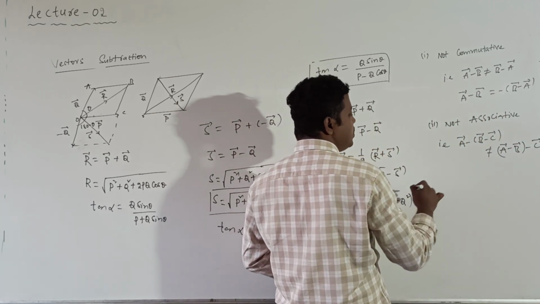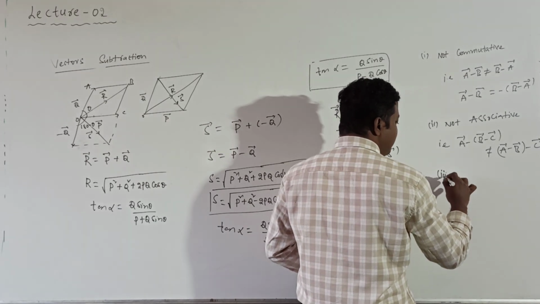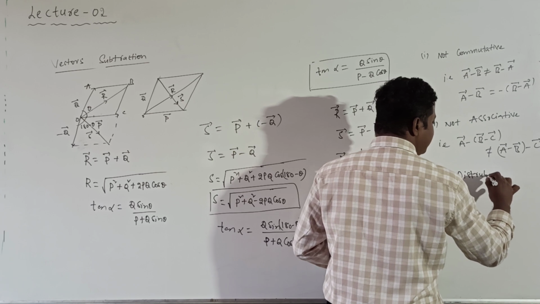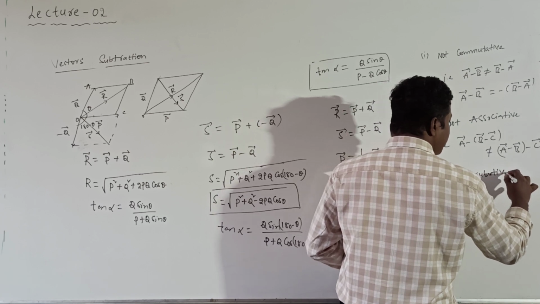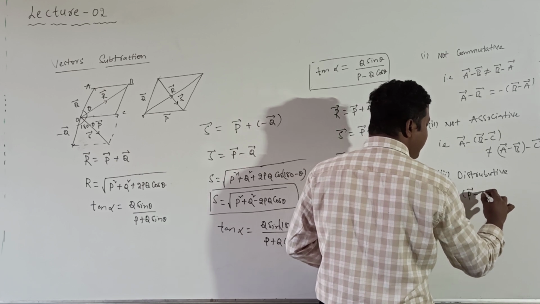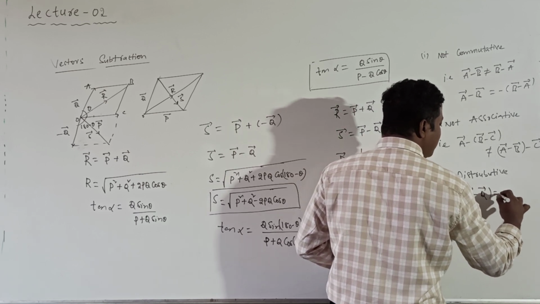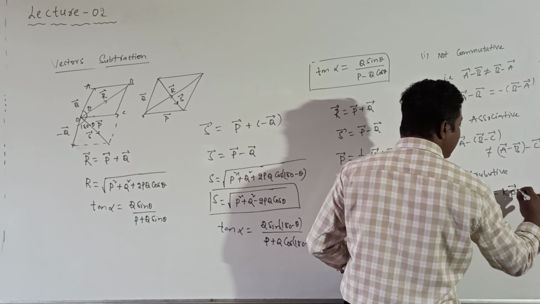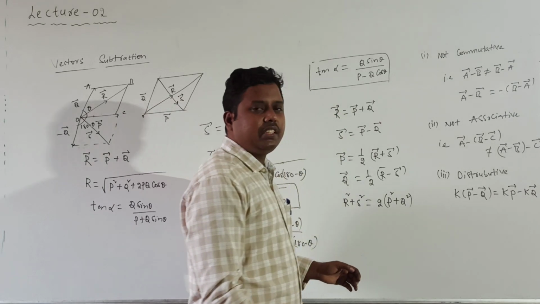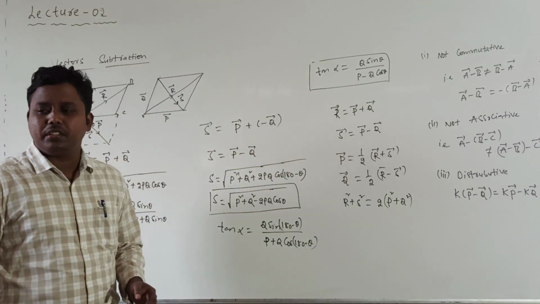So it is not associative, but vector subtraction is distributive. So what is distributive? If K is any scalar, then K into P bar minus Q bar will be equal to K into P bar minus K into Q bar. So these are the laws related to vector subtraction.